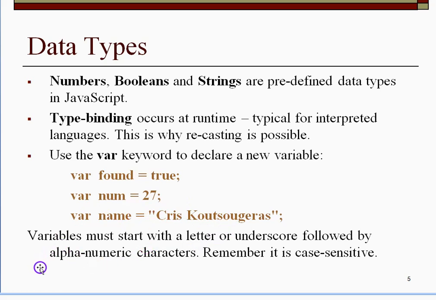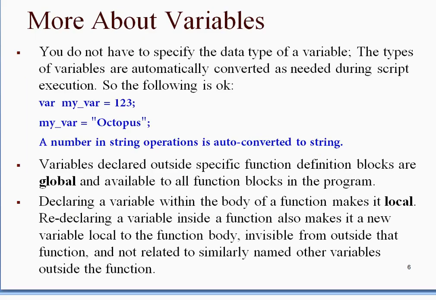Variables must start with a letter or underscore followed by alphanumeric characters. Remember that it is case sensitive. So a variable which is written in capital characters is not the same as a variable that may have the exact same sequence of characters but in lowercase. You do not have to specify the data type of a variable, as we just mentioned. The types of variables are automatically converted as needed during script execution.